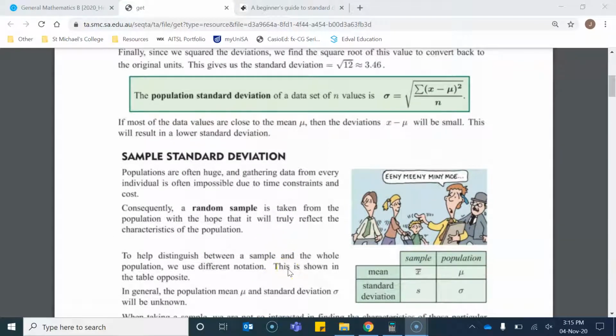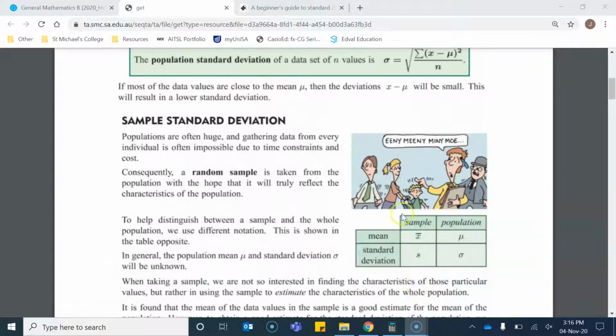So the problem with populations is that they're often large, so trying to gather information from every single individual is often impossible because there's so many people. So basically what we can do is take a random sample of a population, and we can use this random sample to represent the entire population.